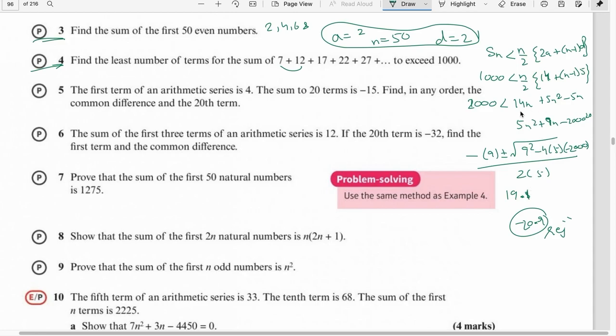Now we had an inequality, so when n is, we took all of them on the right side, so when n is greater than 19.1, n should be equal to 20. So when n is 20, the sum would exceed 1000.